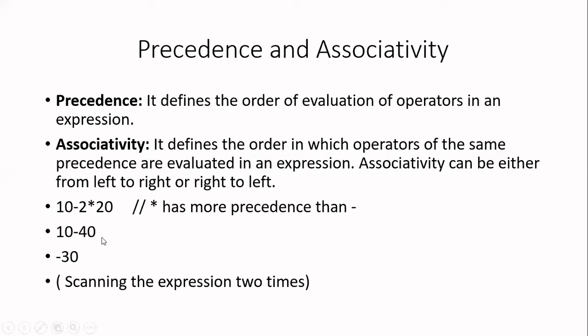So when I evaluate, I'll be getting the answer as 10 minus 40 because I am going to multiply 2 and 20 first. Then I have to perform the subtraction. So I'll be getting the answer as minus 30.